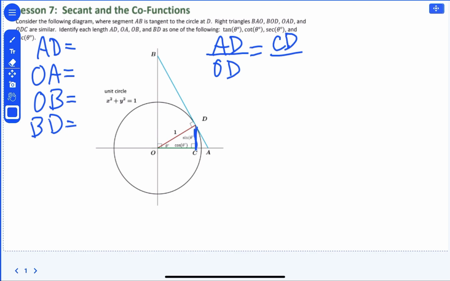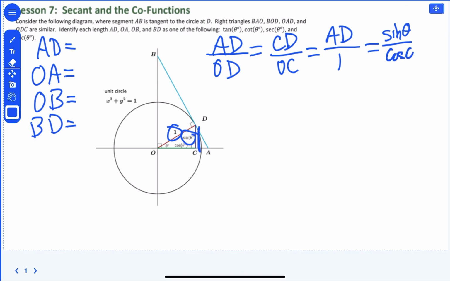Which means that it has to be equal to this leg of this triangle, which is going to be OC. So we've got the two legs of the triangles compared to each other. Now, what do we know? Well, we know DO, so we can say AD over 1. And that's going to be equal to, well, what is CD? CD is sine of theta. And OC is the cosine.